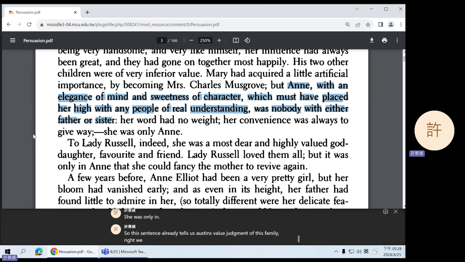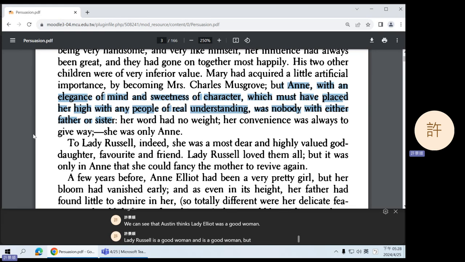We can see that Austen thinks Lady Elliot was a good woman, Lady Russell is a good woman, Anne is a good woman. But Sir Walter is silly and Elizabeth is exactly like him. So we have a division among the characters.